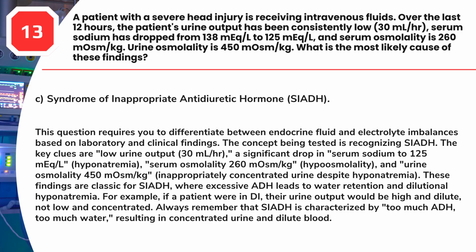These findings are classic for SIADH, where excessive ADH leads to water retention and dilutional hyponatremia. For example, if a patient were in DI, their urine output would be high and dilute, not low and concentrated. Always remember that SIADH is characterized by too much ADH, too much water, resulting in concentrated urine and dilute blood.